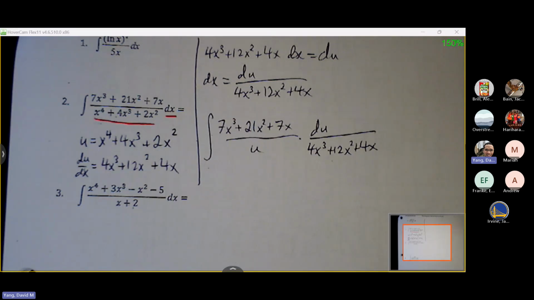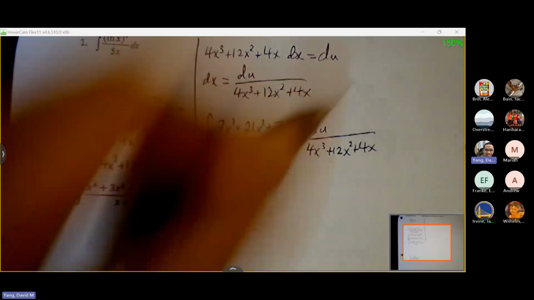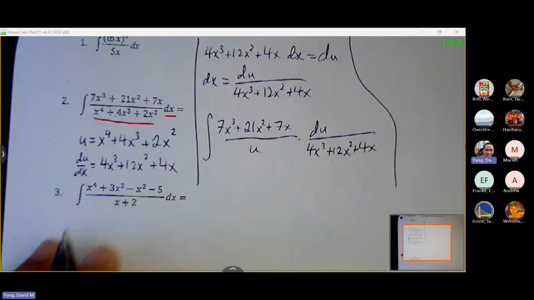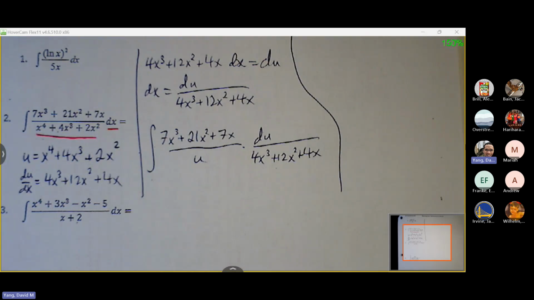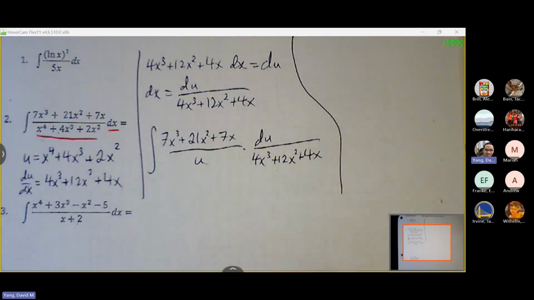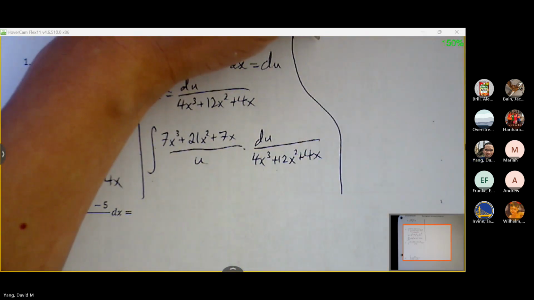So I would think you only want to cancel if things are being multiplied and they're nicely separated, right? So I think that's a better strategy. I think in this case it worked out, but it's not going to work every time. All right, so I'm going to factor out GCF of 7.